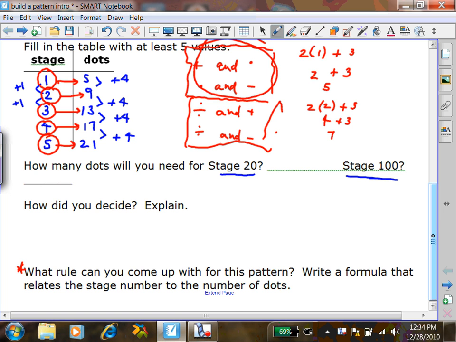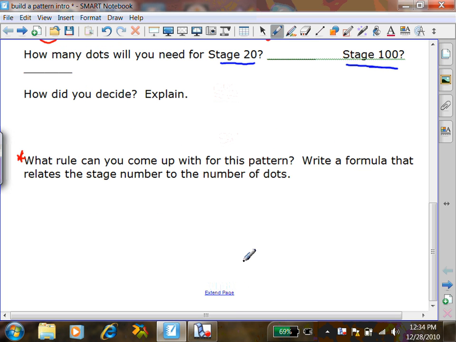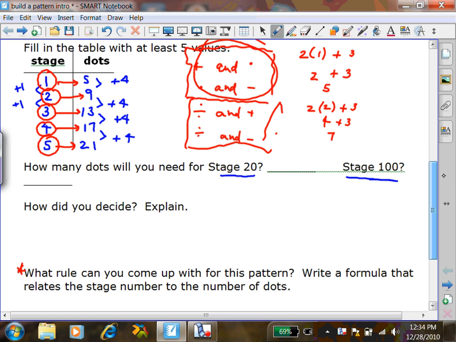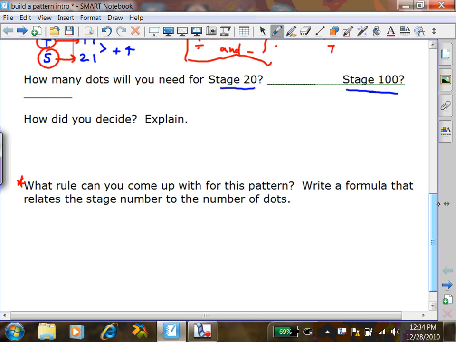So let me give you an example without giving you the answer. Let's just say that my rule is multiply by 2 and add 3. Let's pretend that that worked. Okay, it didn't. You're going to figure out the real thing. But if that did work, then the rule I might write would be: if I multiply 2 times the stage number and add 3, that is equal to the number of dots. That would be a very flimsy kind of formula or rule.